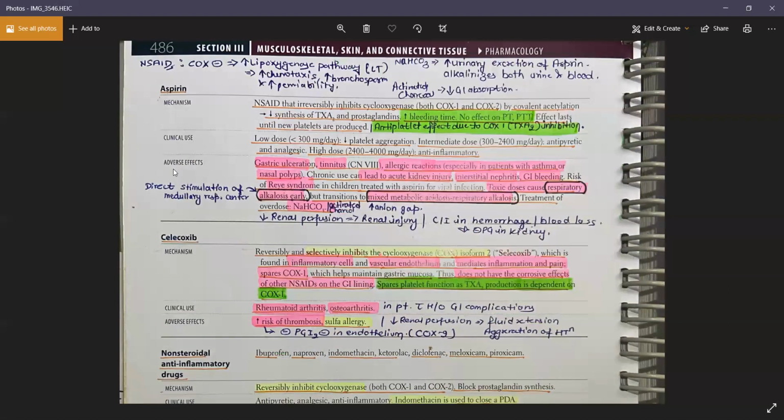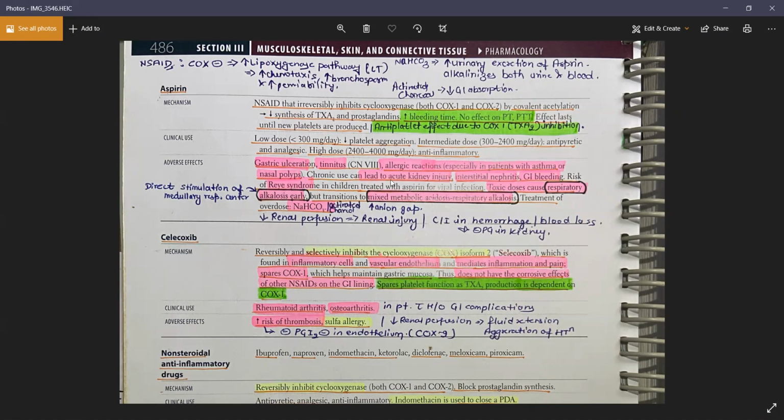Then let's discuss the adverse effects. First, because of loss of prostaglandins, you'll have GI ulcers. You can have tinnitus, which is ringing in the ear, because of cranial nerve 8 dysfunction. You can have allergic reactions with aspirin, especially in patients who have asthma, because you're inhibiting the COX pathway and activating the LOX, or lipoxygenase, pathway. So you can have exacerbations of asthma, as we have discussed.